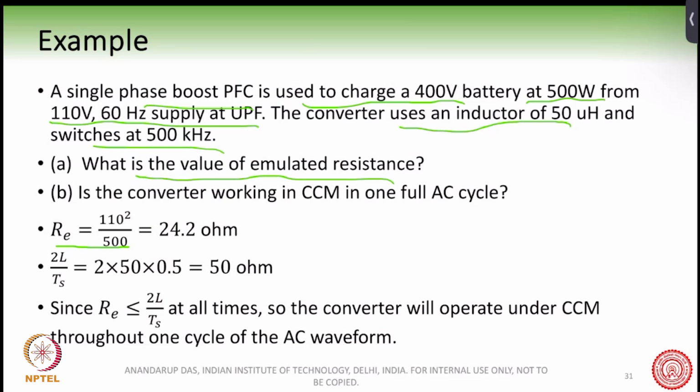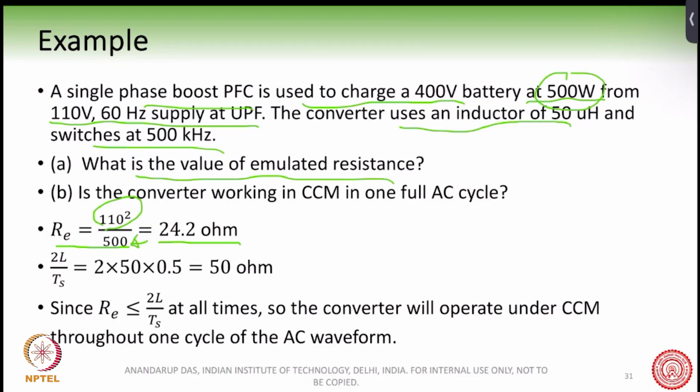Okay, V RMS squared divided by RD. The power is given as 500 watt, so this is the power here. And we have the voltage which is equal to 110 volt here. So the value of RD is 24.2 ohms.